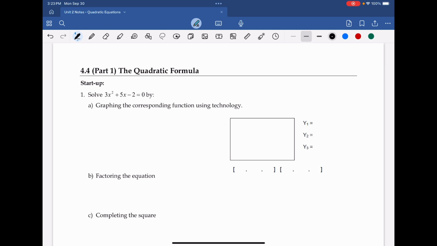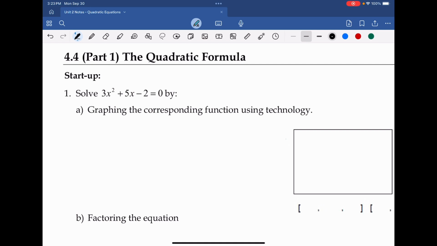Now we're going to put in the quadratic formula, which is this nice formula that offers us another algebraic way to solve quadratic equations. Okay, to start up this lesson, we're going to start by doing the previous ones that we would have talked about. So in 4.1, we would have talked about using graphing technology to solve these. And so we're going to take this and plug it into our graphing calculator.